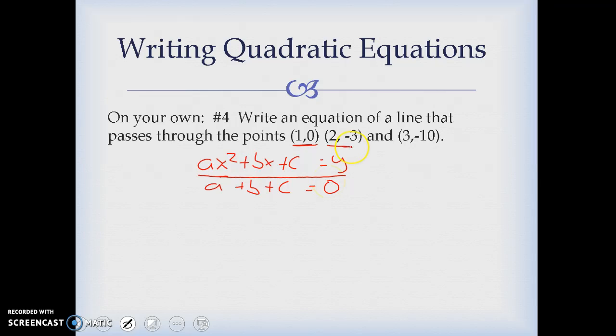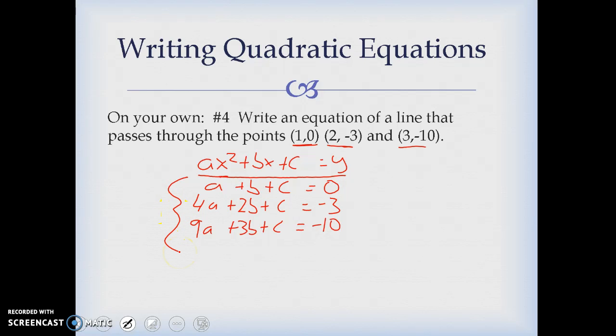Then if I plug in the next point, x is 2, so it's going to be a times 2 squared, well that's 4a, plus b times 2, which is 2b, plus c equals the y value, which is negative 3. Then if I plug in the last point, x is 3, so it's a times 3 squared, which is a times 9, or 9a, plus b times 3, which is 3b, plus c equals the y value, which is negative 10. So here's our system.